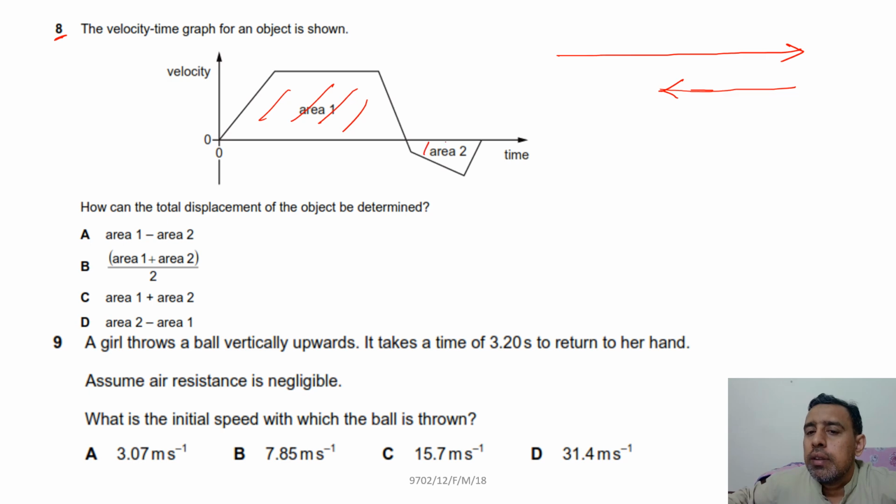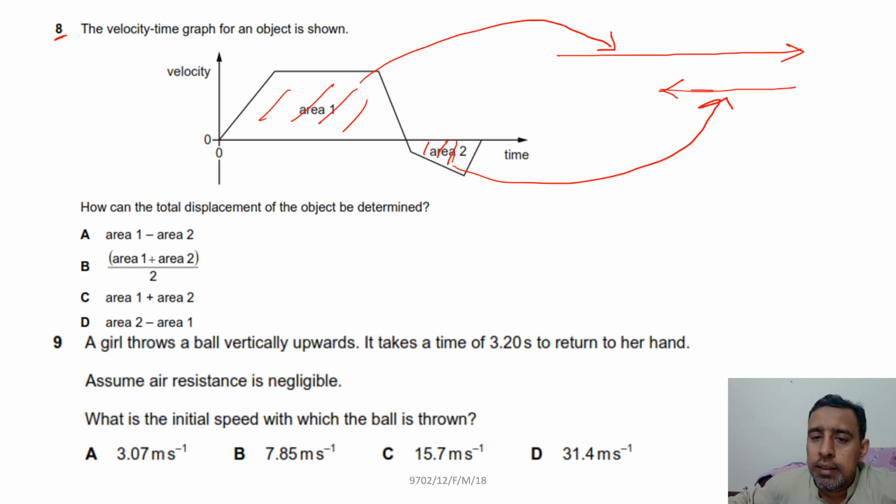So this is area 1 and this is area 2. These areas are equivalent to the displacement. So if we subtract these two vectors, this is the answer, because now you have to get the total displacement. So these two displacements are subtracted from each other and this is the total displacement. Hence option A is the correct option.